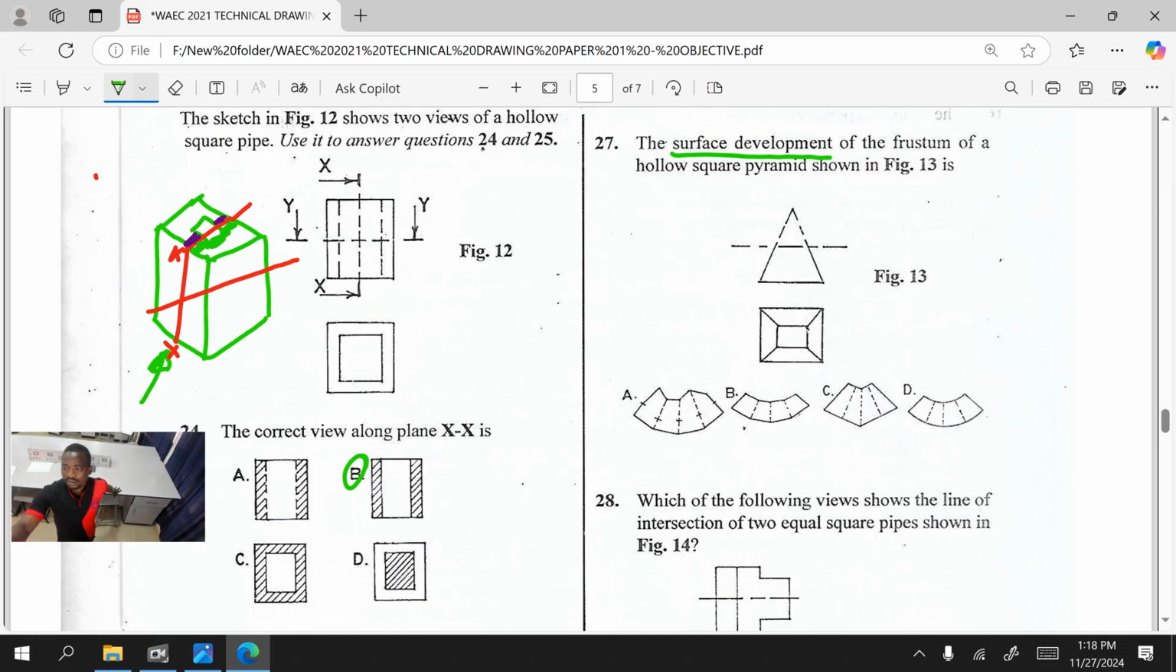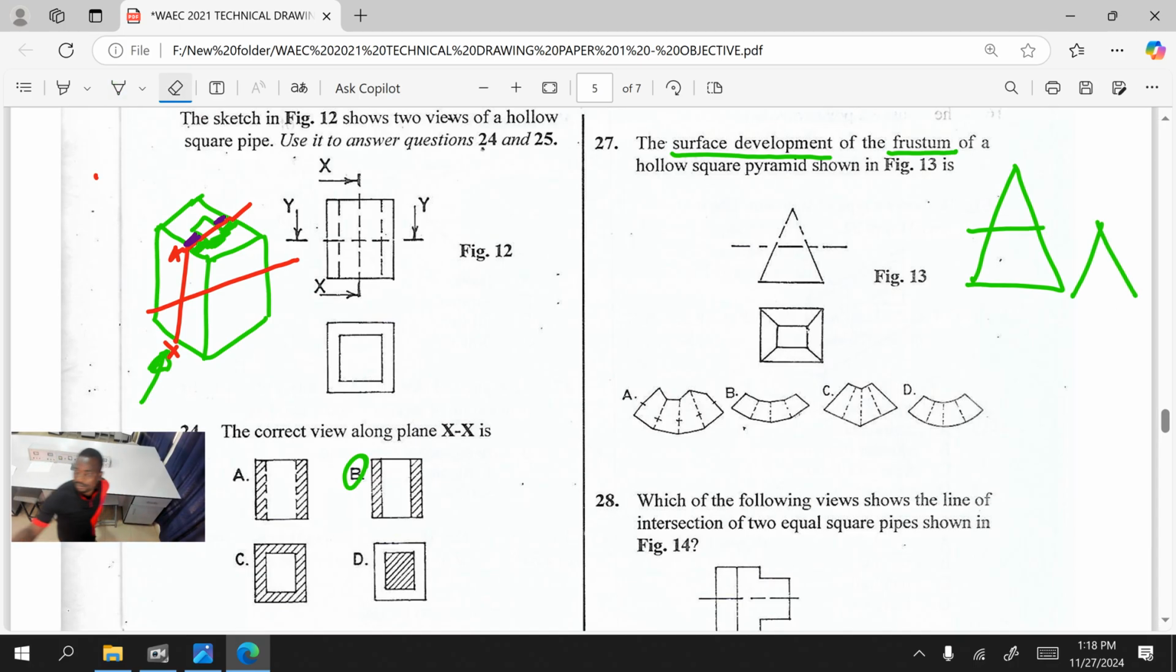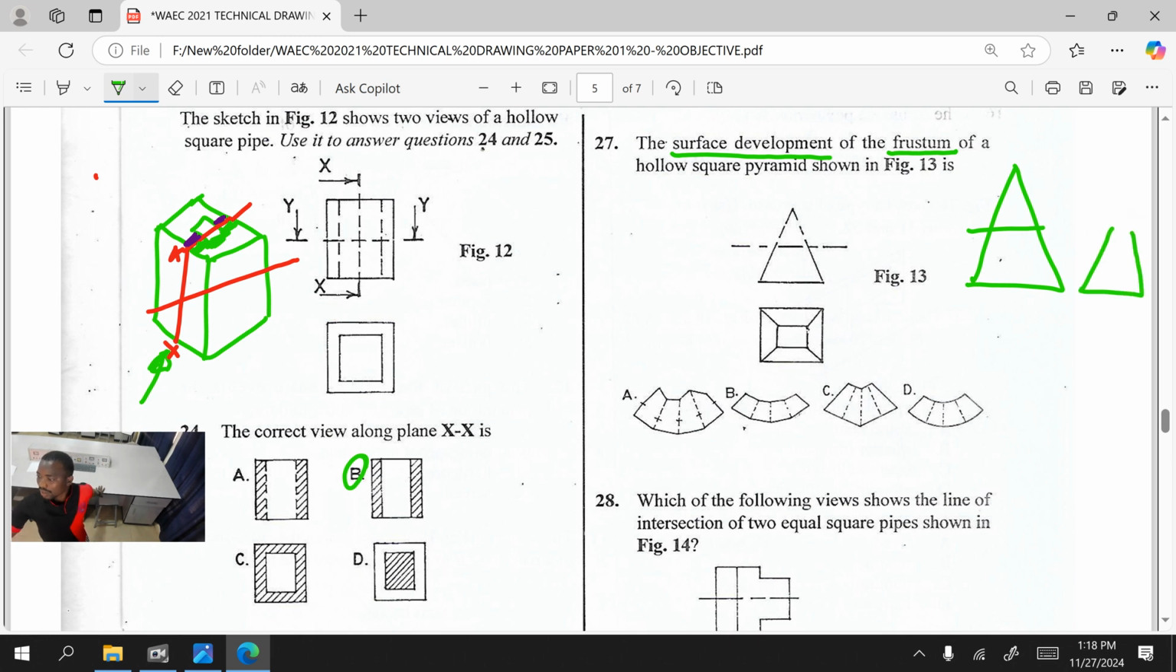So what is a frustum? Anytime we cut a shape, for example, a cone, do you see it? If the plane cuts it parallel to the base like this, do you get it? What we have is going to be called a frustum. So it's just like removing the top off, like this. What we have left is called a frustum.